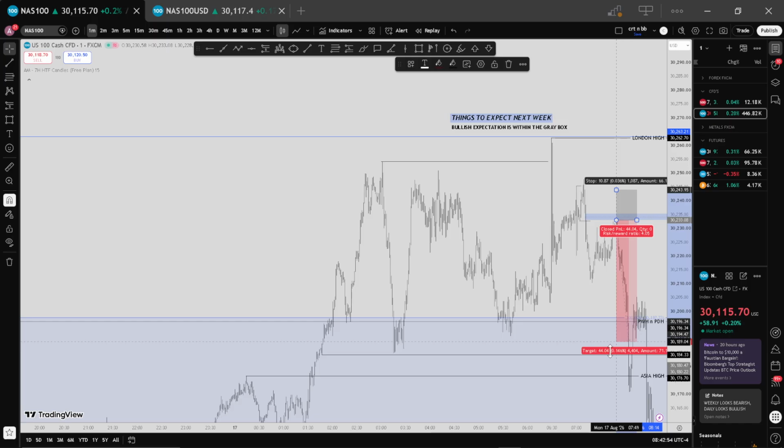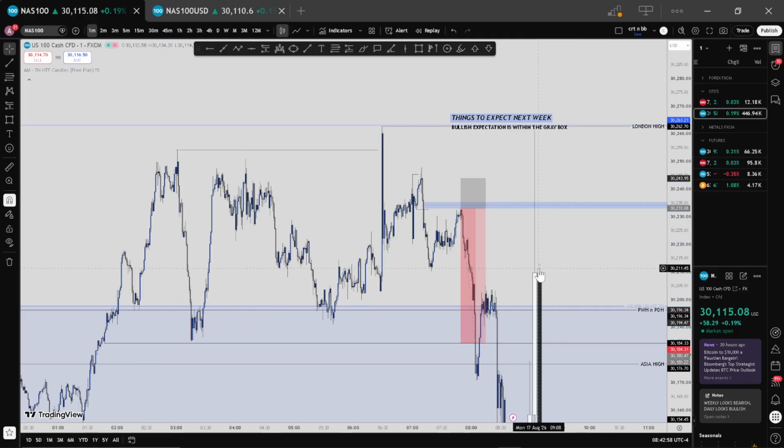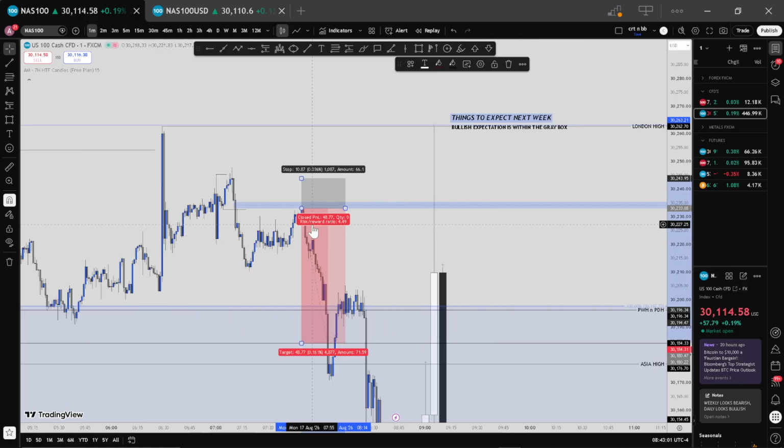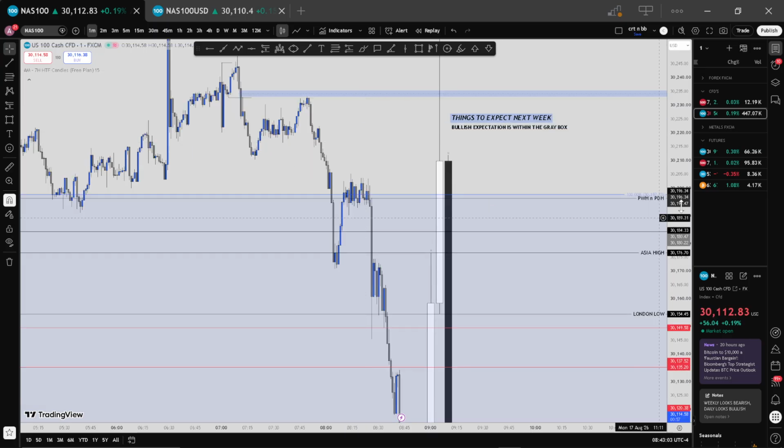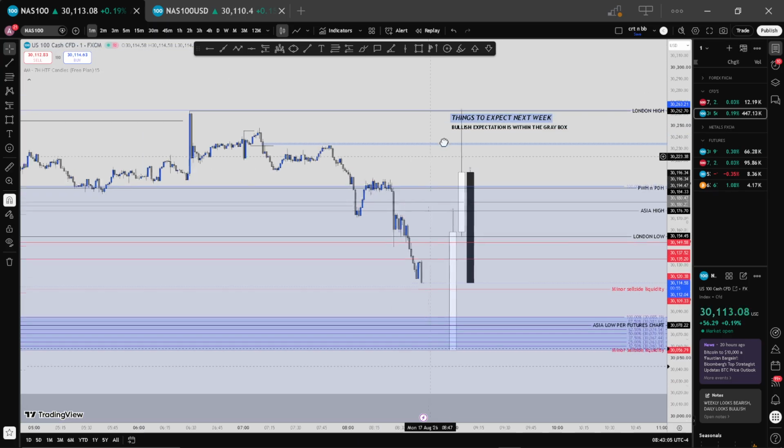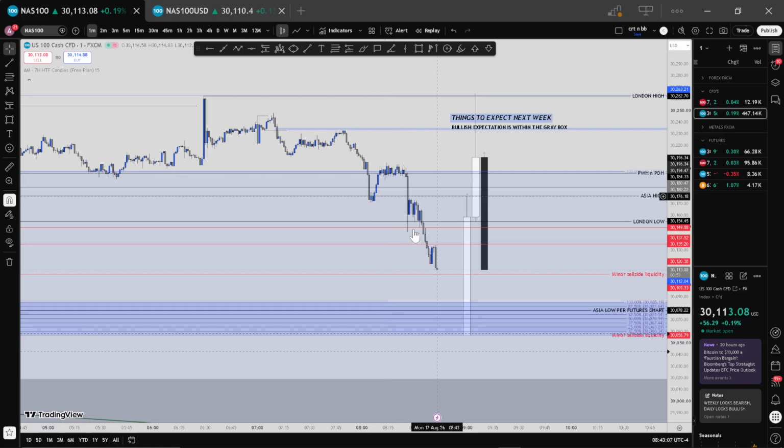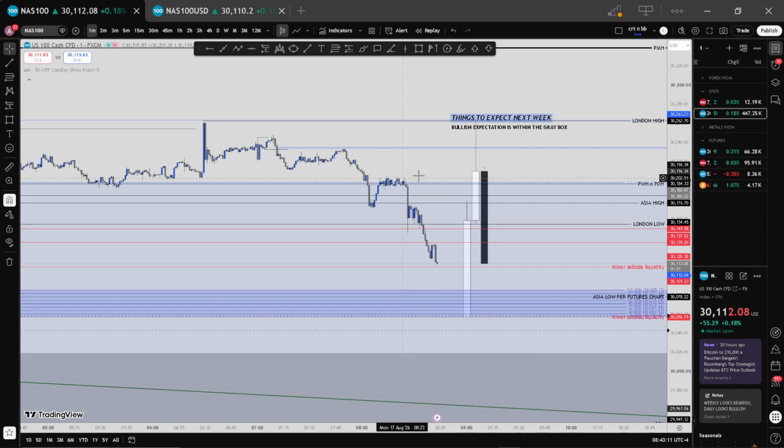So it was something like this. Yeah, it was something beautiful, but I didn't take it. So right here, price just started breaking lower. So what I can see here is I don't trust this high.